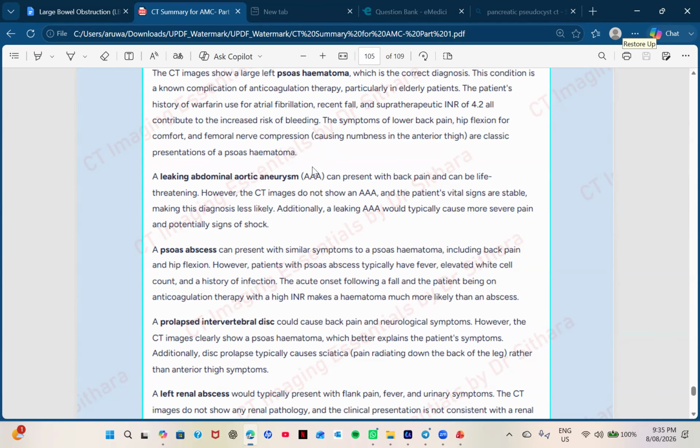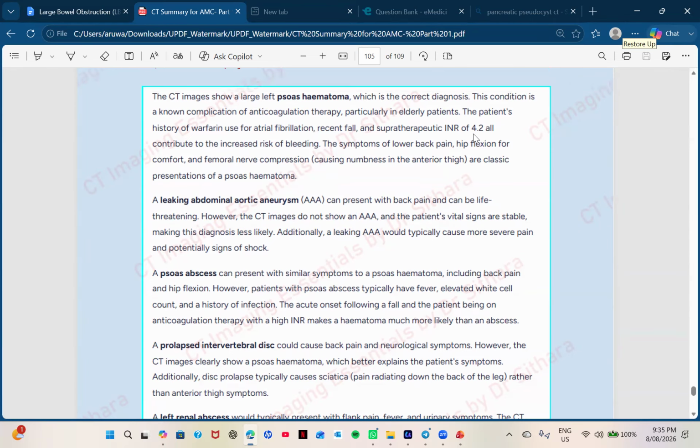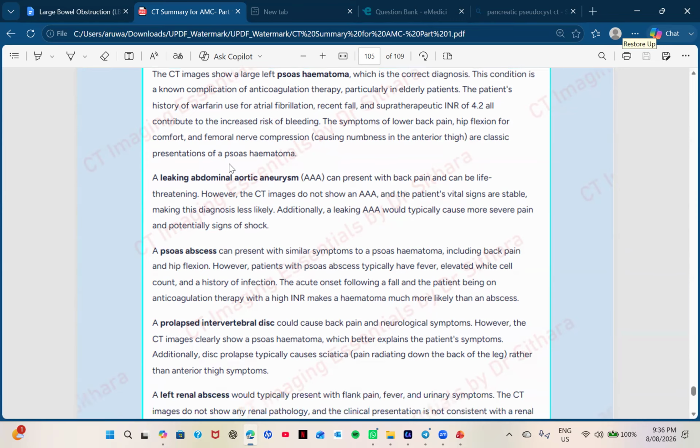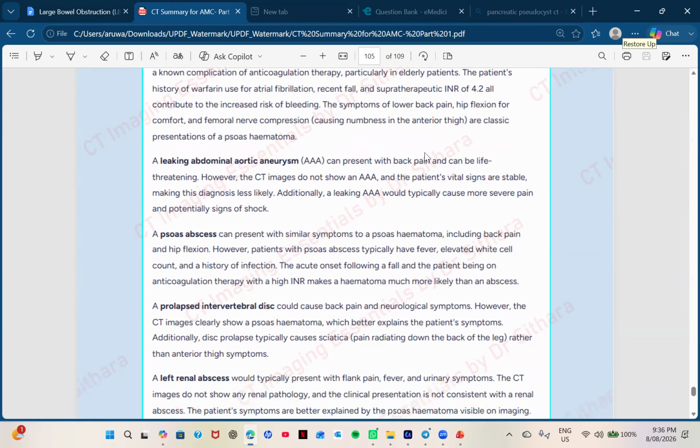Okay, the INR for this patient, with a history of warfarin-treated atrial fibrillation, is supratherapeutic at 4.2, which contributes to the risk of bleeding. The symptoms of back pain, hip flexion for comfort, and femoral nerve compression causing numbness of the anterior thigh are a classic presentation of psoas hematoma.